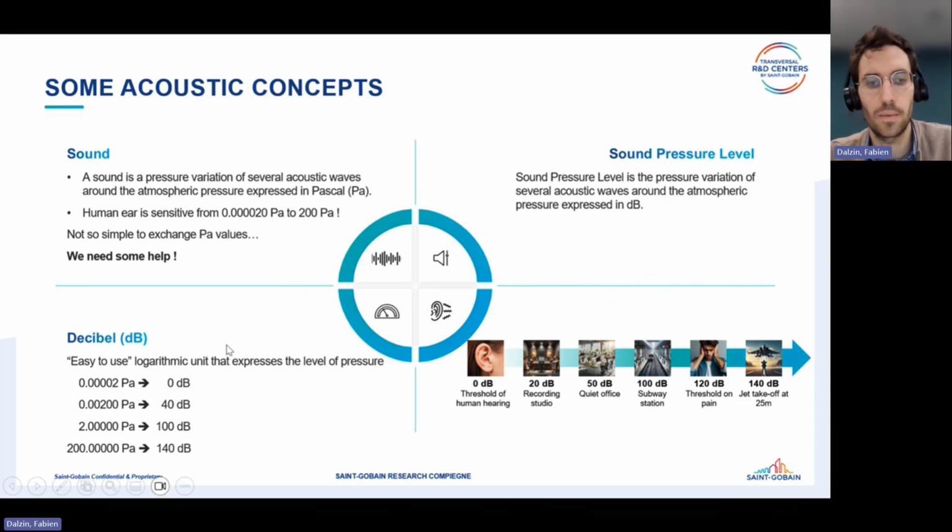So you have here some figures of conversion from Pascal to decibel. The sound pressure level is in fact the pressure variation of several acoustic waves expressed in decibel. And here you have some indication in terms of noise and the sound pressure level. So 0 dB is the threshold of human hearing, and you can see that as an example, 100 dB is a subway station noise level.